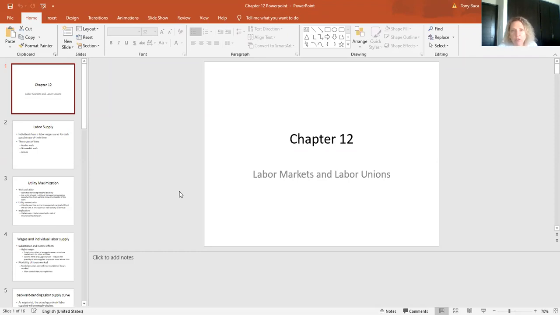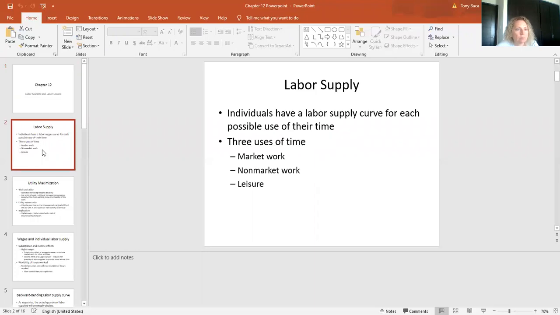It has weird behaviors. And so we're going to talk about some of the biggest differences between labor markets and the labor supply versus the supply of other resources. You know it's different, right? It's you and me. So labor supply. Individuals have a labor supply curve for each possible use of your time. We divide the use of your time into 3 basic categories. Okay, these could be broken down even more, but 3 basic categories for the sake of this chapter.